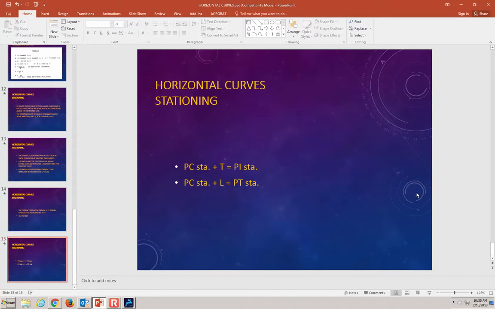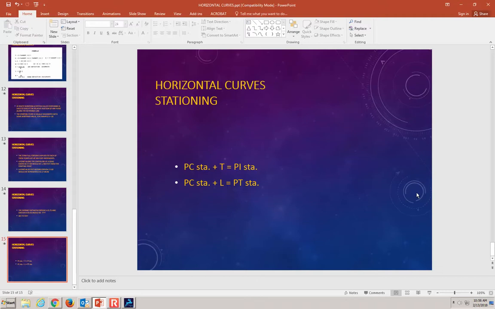All right, so here is how we find the PC or PT stations. These two formulas right here. If I'm trying to find the PI station, it's the PC plus the tangent. Well, if I'm trying to find the PC, it's basically the PI minus the tangent. And then also, if I'm trying to find the PT, it is the PC plus L.